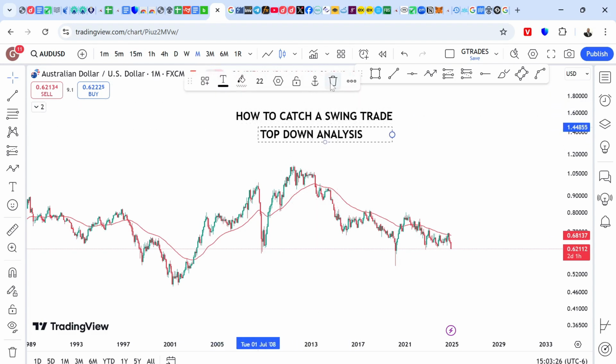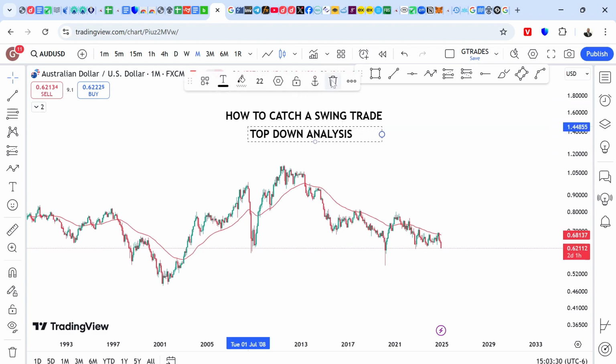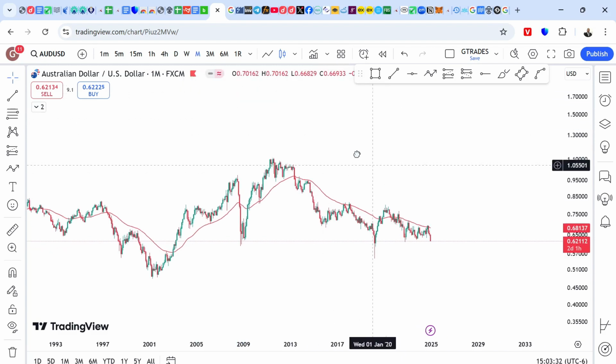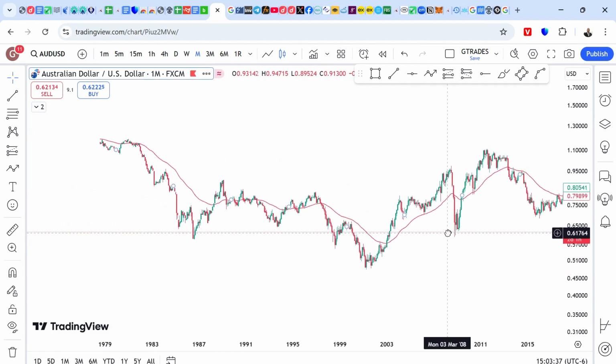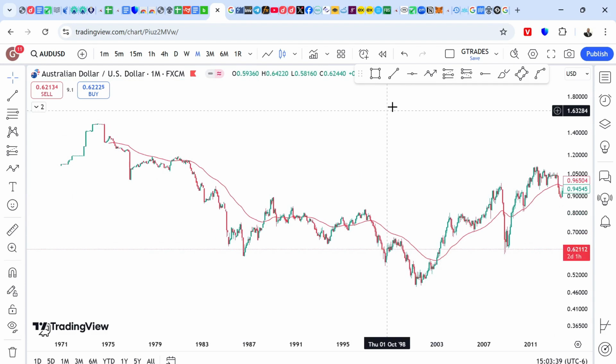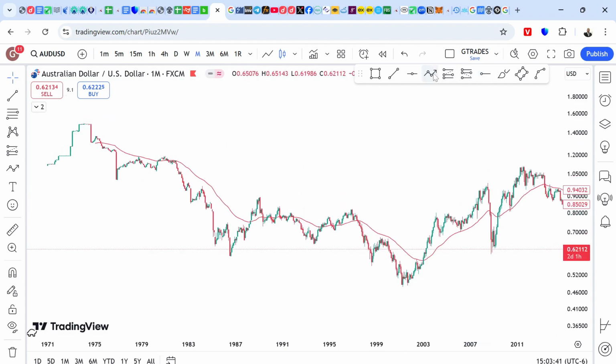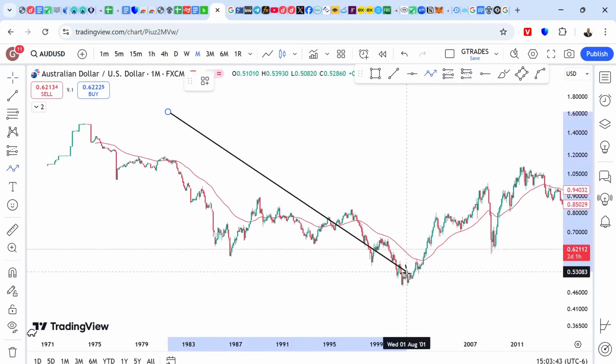Now, on this particular video, I'll be looking from the monthly time frame. So now, how do we catch a swing trading opportunity using the monthly time frame? Now, on the monthly time frame, you will see that price has been falling from this high. Did you see that? From this high to this low, right?